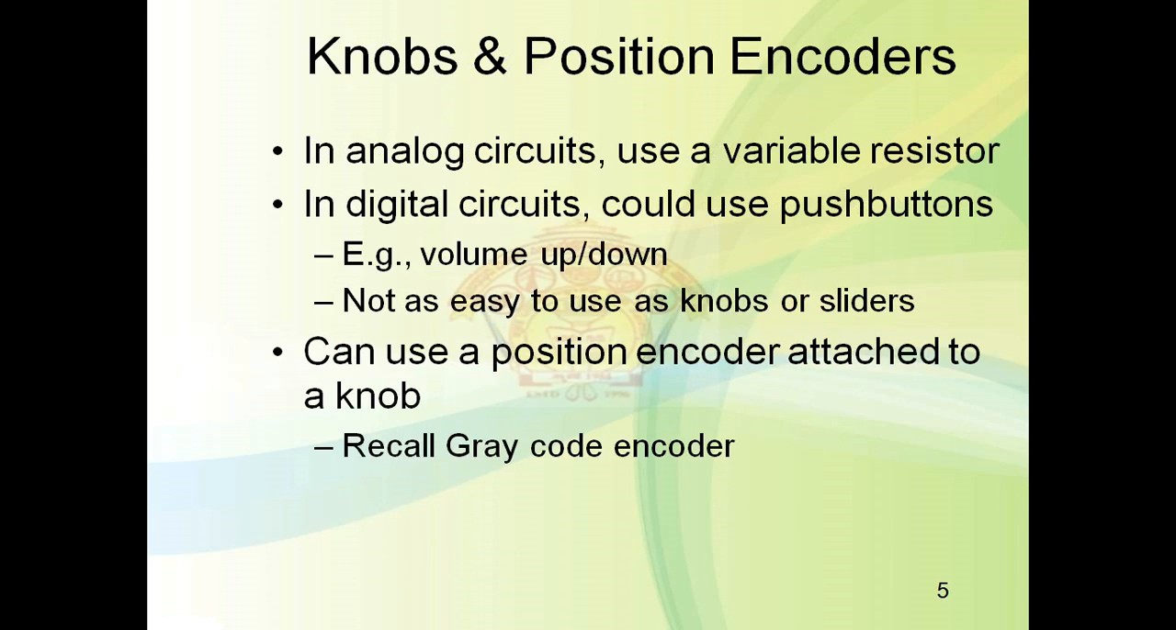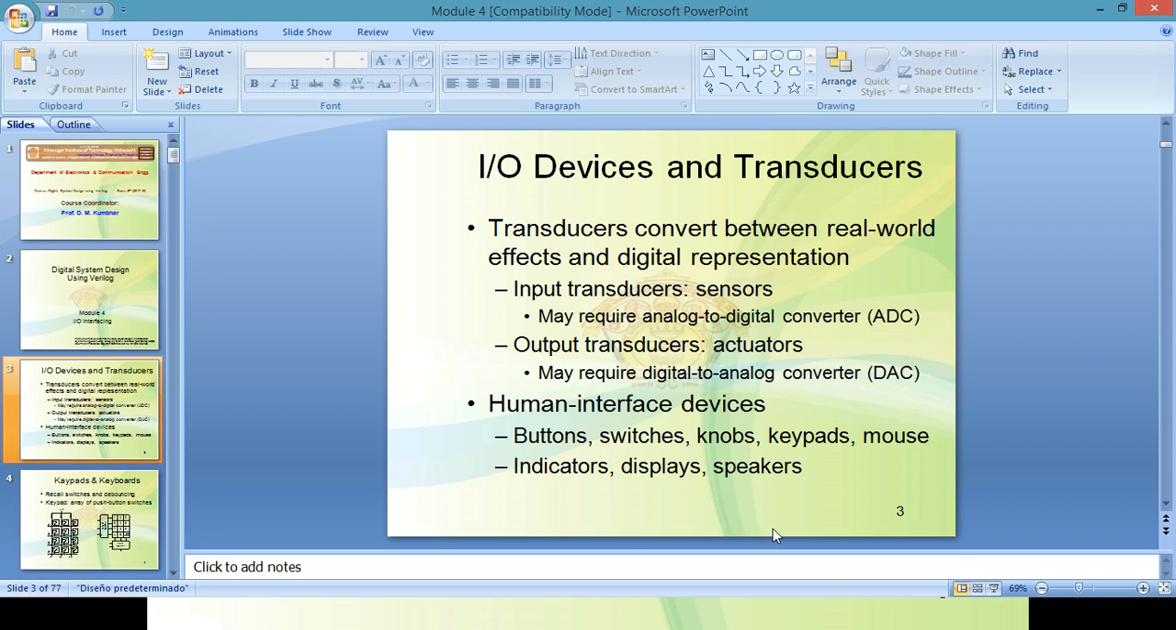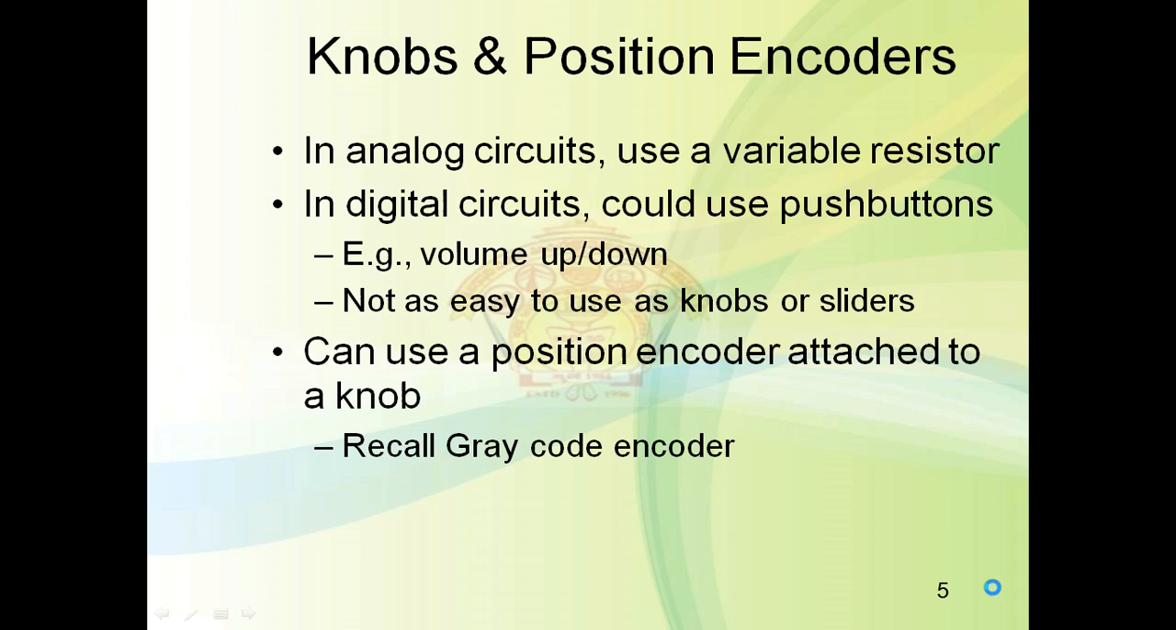Then the next point, knobs and position encoders. In an analog circuit we use a variable resistor, which we can use to increase or decrease volume. But in a digital system, this knob is replaced by push buttons. You can see in amplifiers nowadays there are two switches, one for increasing volume and one for decreasing volume.